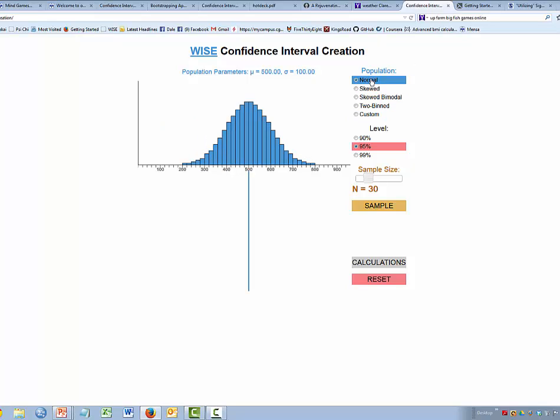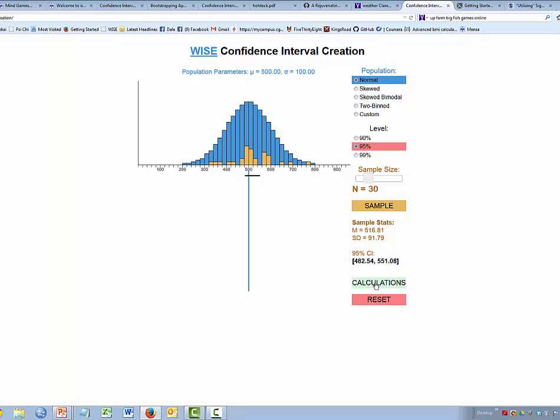Let's go back to the case where we have a normal distribution and a sample size 30 with a 95% confidence interval. We can simulate drawing a sample of size 30 from this population by pressing the sample button. When I press the button, we see the representation of our sample. We also see a representation of the confidence interval. The confidence interval in this case includes the true population mean. The sample statistics are given below. In this case, the sample mean is 519, standard deviation of 91.